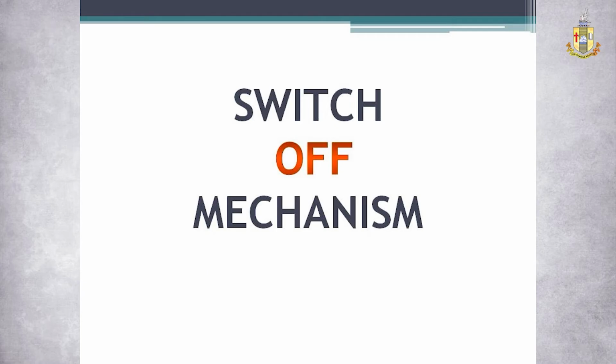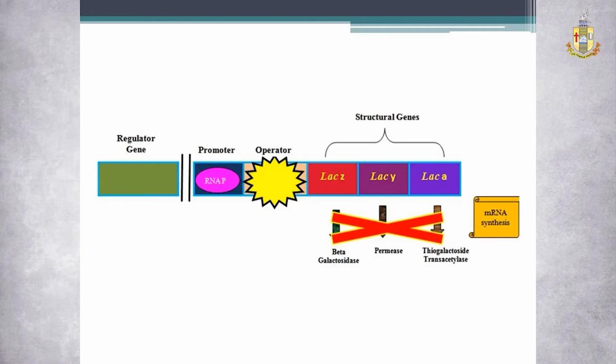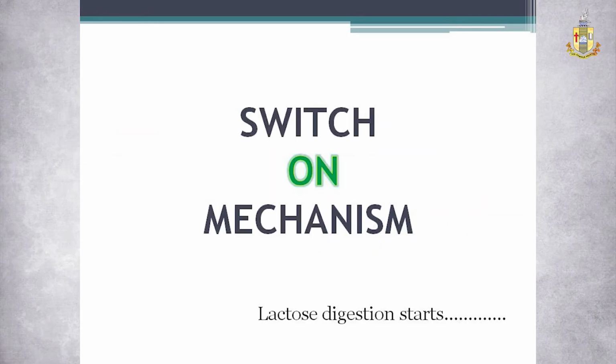Let us see what happens in the presence of glucose. If a glucose molecule is present in the gut of a human being, the repressor protein binds with the operator and blocks the RNA polymerase from moving towards the structural genes, and thus it inhibits transcription. This process is known as the switch-off mechanism.